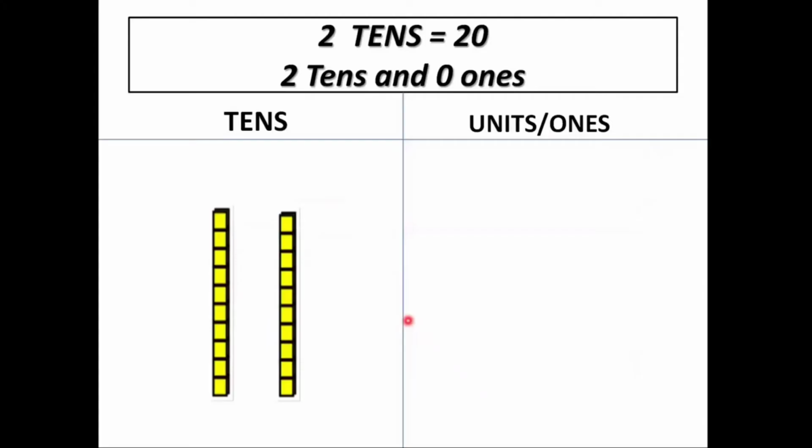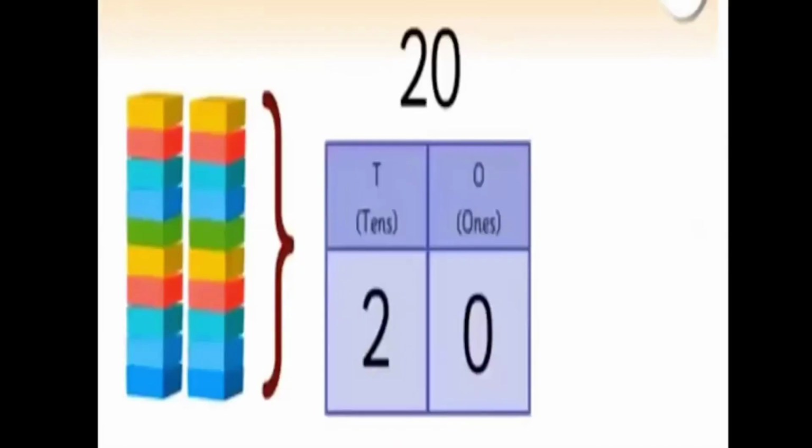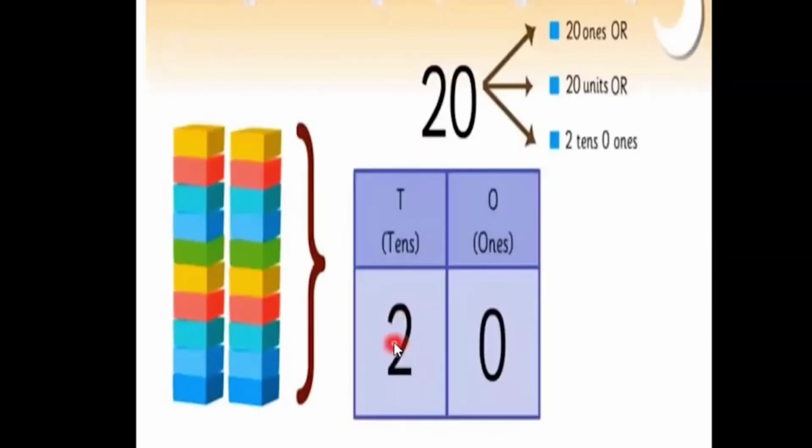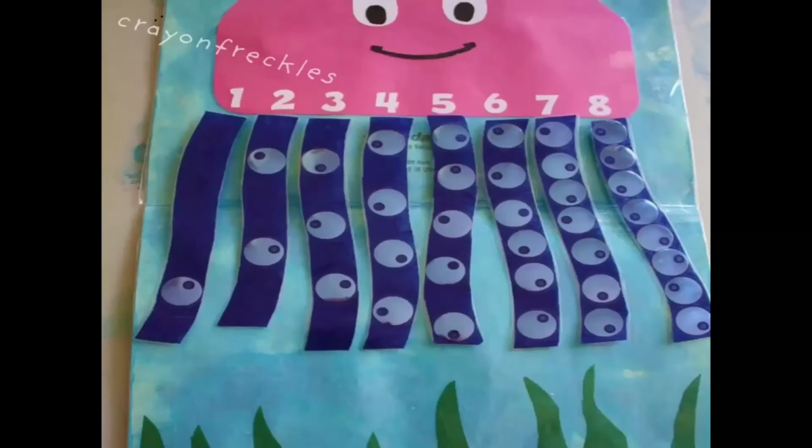19 and 1 more gives the number 20. Two tens together make 20. We call this as 2 tens, 0 ones, or 20 ones, or 20 units. I hope by now you have understood.